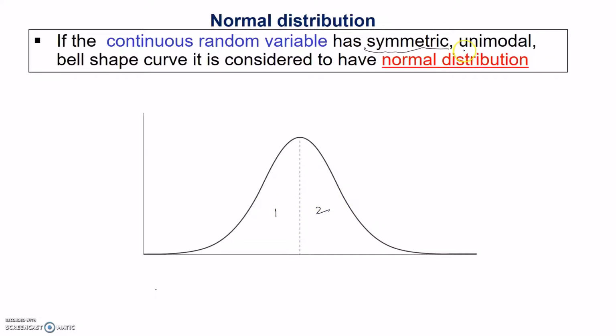It's unimodal, which means it has only one peak. And it has a bell-shaped curve. So if the shape of a continuous random variable has these three properties, number one, it is symmetric, number two, it's unimodal, and number three, it's bell-shaped, it is called a normal distribution.